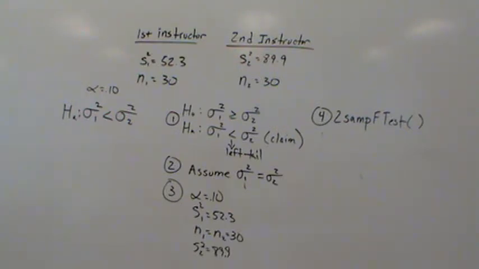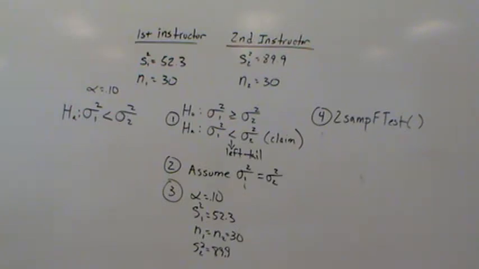So I'm going to put in the square root of 52.3. And then hit enter. And then N1 is 30. And then S2 is going to be the square root of 89.9. Hit enter. And then N2 is also 30. Now, the alternative hypothesis here is that sigma 1 is less than sigma 2. So I'm going to select less than.